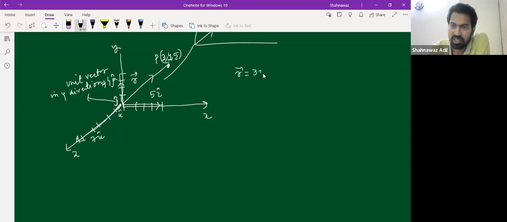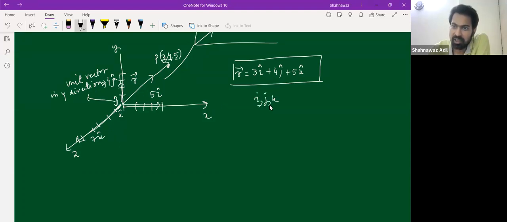3 units in x direction, plus 4 units in j direction, and then 5 units in k. Right, so this would be my position vector. Understood, Nabila? Yes. So these i, j, and k are called the universal unit vectors.